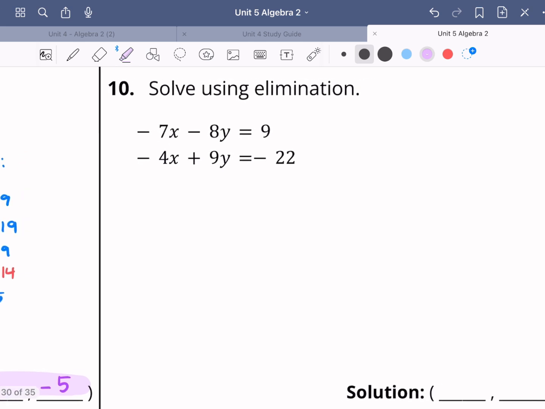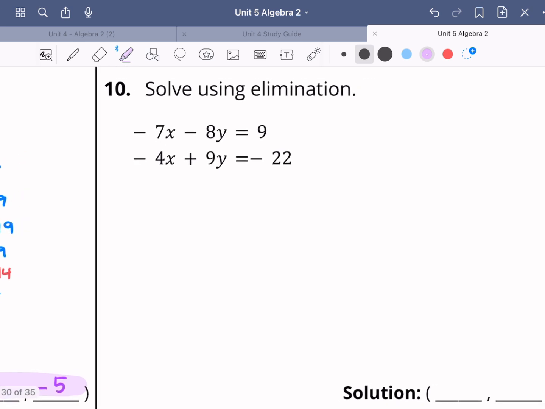For number 10, we're going to have to multiply both of the equations. 4 does not multiply to make 7, and vice versa. Like none of these numbers can multiply into each other. So I can either focus on the x's or the y's. Because the x's are smaller numbers, I think I'll go with that so that I can avoid having too large of values to work with.